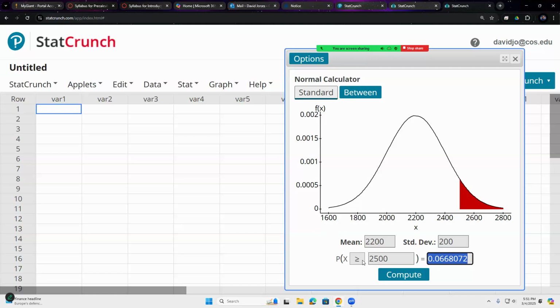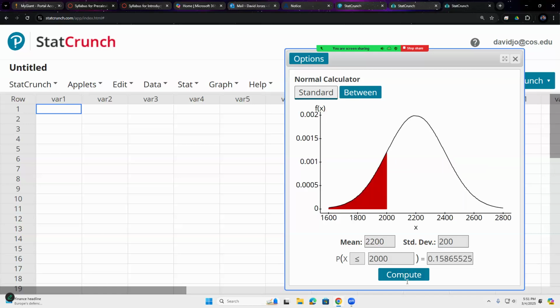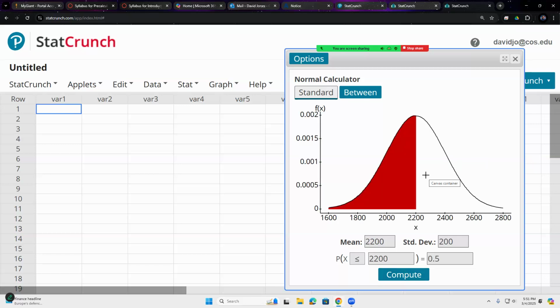I wrote down the value, so we can say less than, and we could change this to 2,000. You can change it to 2,200. What do you guys think 2,200 will be? What is 2,200? It's the mean, so it's the center of the graph. How much area will be less than it? Half, 0.5.